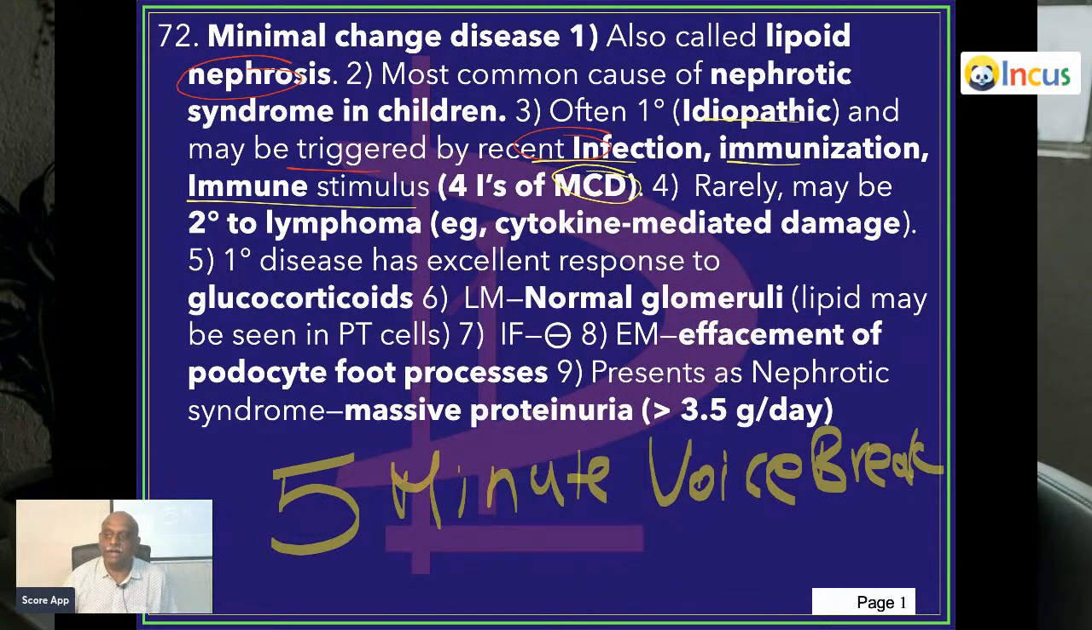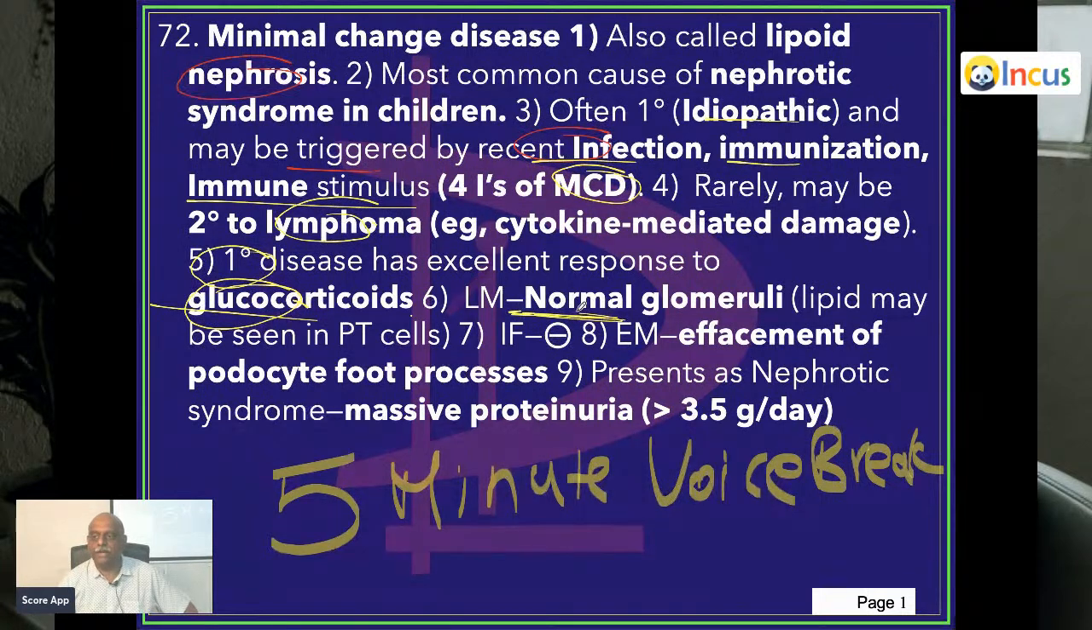Rarely it can be secondary to lymphoma, where lymphoma causes cytokines to get released and that leads to damage to the foot processes of the podocytes on the visceral epithelium of the Bowman's capsule. If it is a primary disease, it has an excellent response. If you give steroid, gone. But if it is secondary to any underlying lymphoma or any underlying reason, then not a good response.